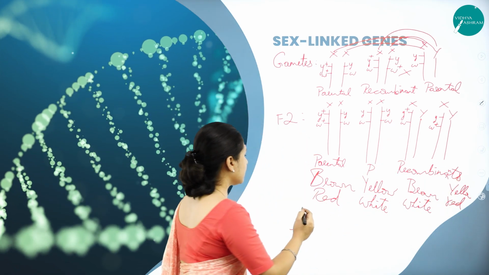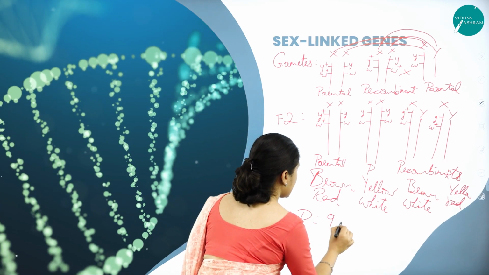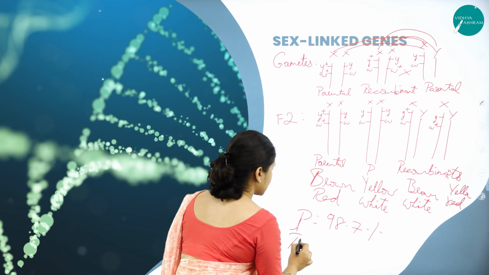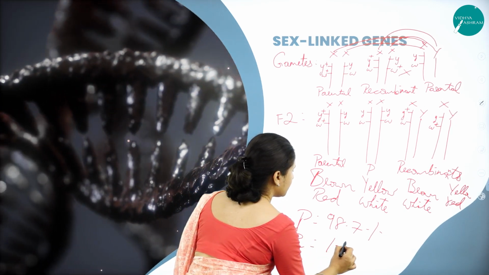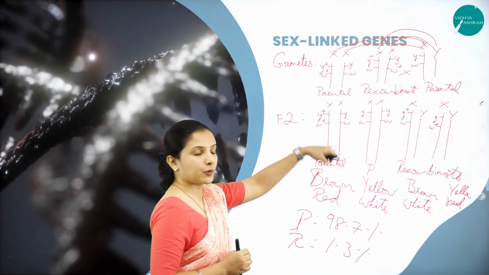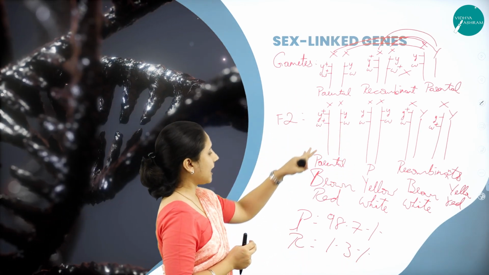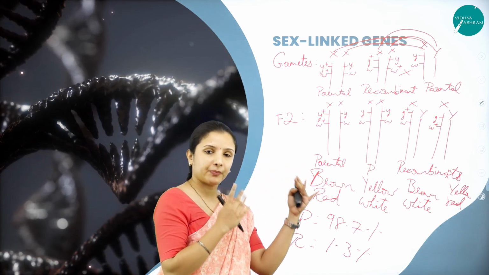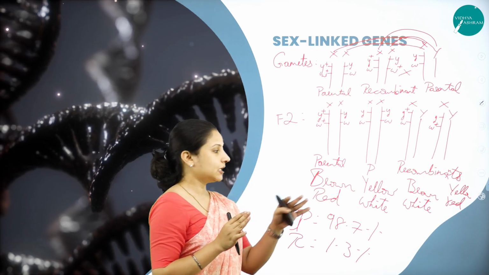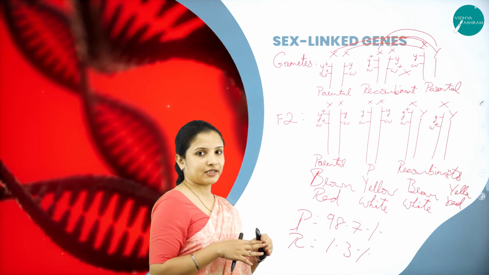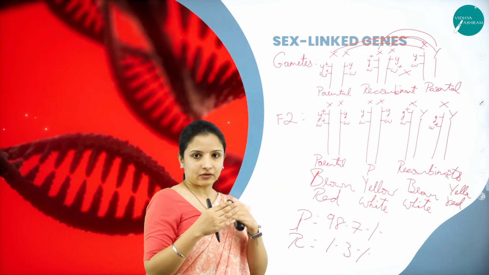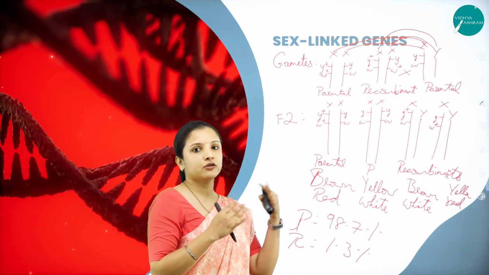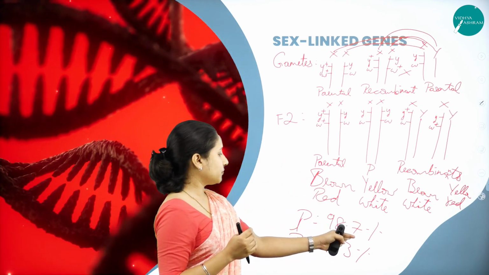And he found out that from the parental it was 98.7% and from the recombinant it was just 1.3%. From this particular experiment, he found out that the genes that were transferred from the parent to the progeny as they were was around 98.7%, and the genes that got recombined because of crossing over and got transferred from the parent to the progeny was about 1.3%.